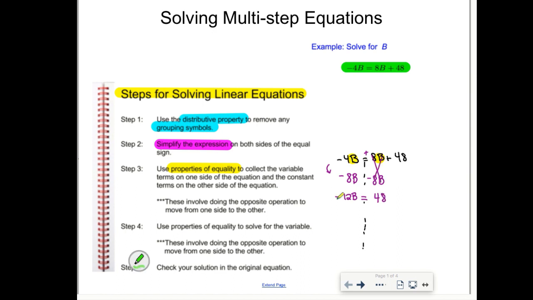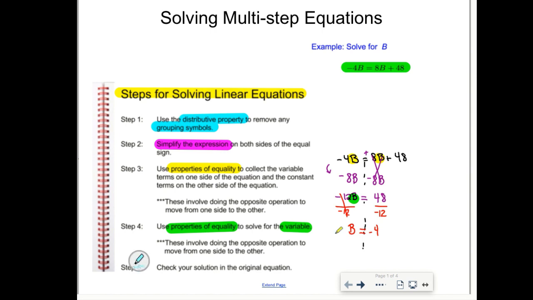The next step says use properties of equality again to solve for the variable. And again, you're going to do your opposite operations, your inverse operations. So your variable is here. So you have a negative 12 times b. How do you undo something being multiplied? Correct, you're going to divide. So I'm going to divide both of these sides by negative 12. When I do so, this cancels, leaving me with a b. And then 48 divided by negative 12 is a negative 4. And you can type that in your calculator if you need. So negative 4 is my answer to this problem.